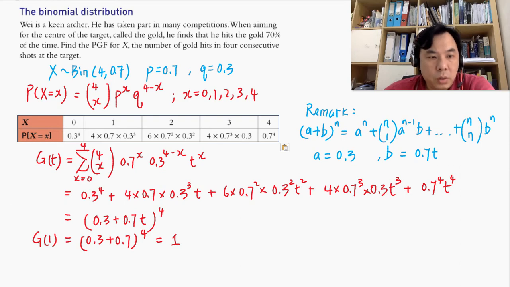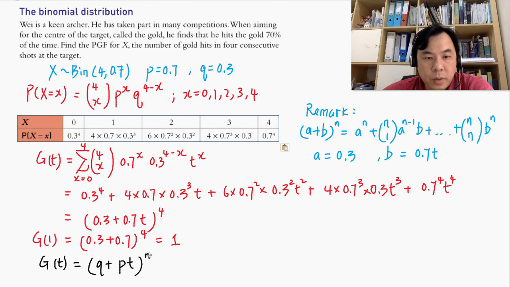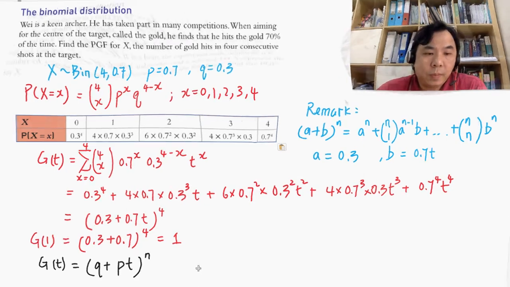Right. Now, the general probability generating function for a binomial distribution can be written in a more general form. Since 0.3 is the probability of failure, in this case we can write q, plus this is the probability of success, so that is p with the addition of a t here, and then raised to the power of n, depending on the number of trials involved. Right. So there you have it. We have successfully built the probability generating function for the binomial distribution.